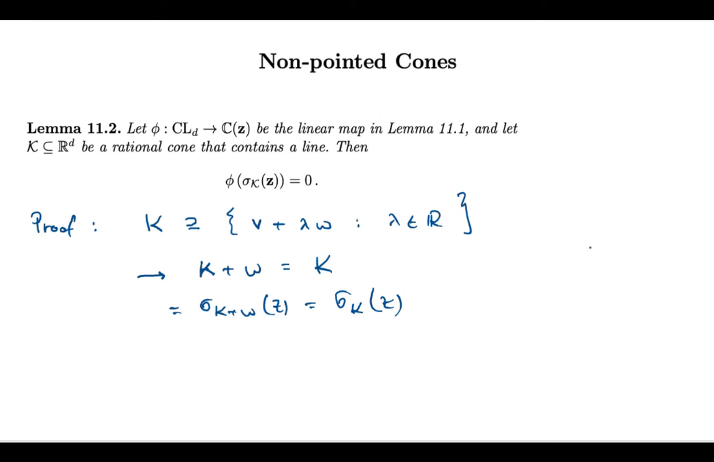I guess I'm assuming that this line is a rational line, so W is some integer vector. And that means I can write my sigma sub K plus W as Z to the W times sigma K. And what follows from here is that you have a product that gives you 0.